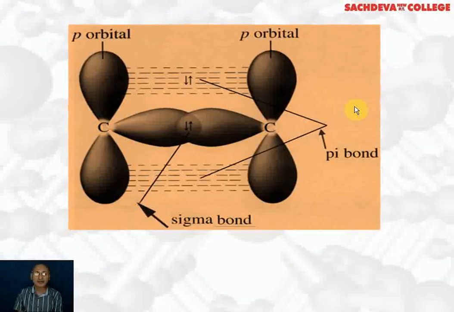This is formation of pi bond as well as sigma bond. In the center we have shown sigma bond formation which is formed at internuclear axis, and two parallel p orbitals are forming pi bond by overlapping, and pi bond electron density will be more above and below the plane of internuclear axis, whereas in sigma bond electron density will be maximum along the internuclear axis. This is the difference between sigma bond and pi bond.